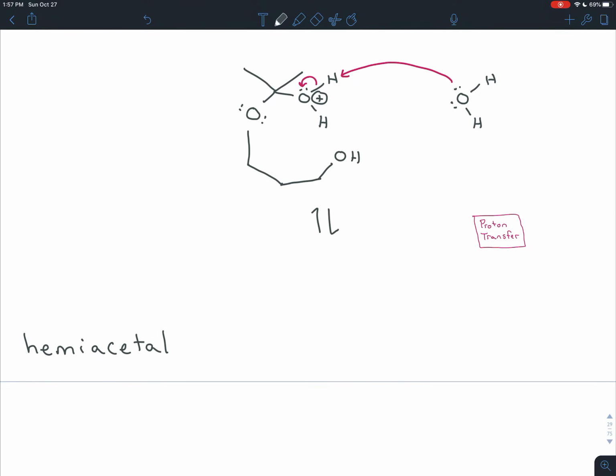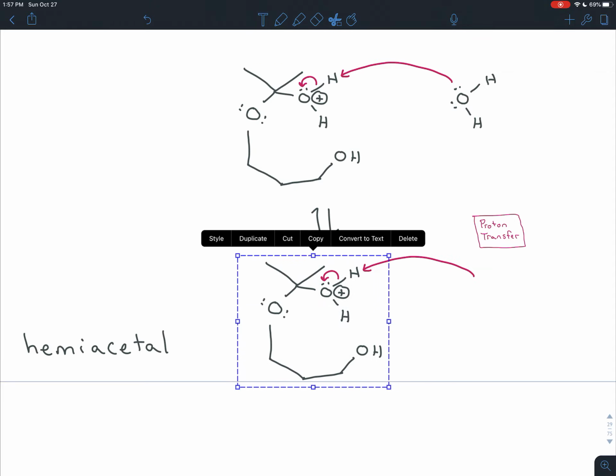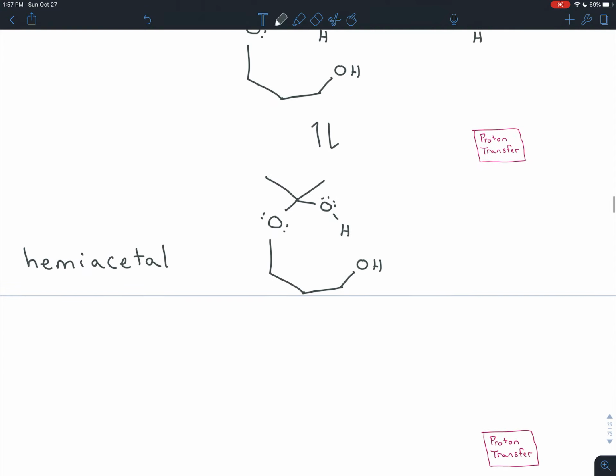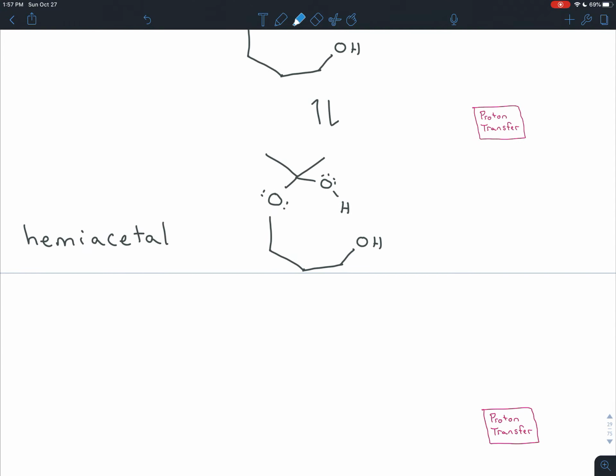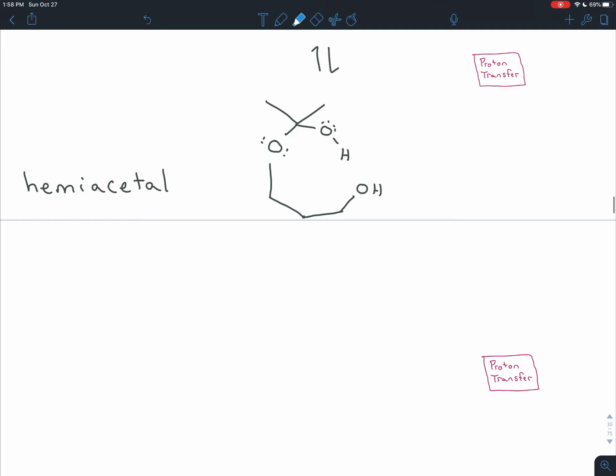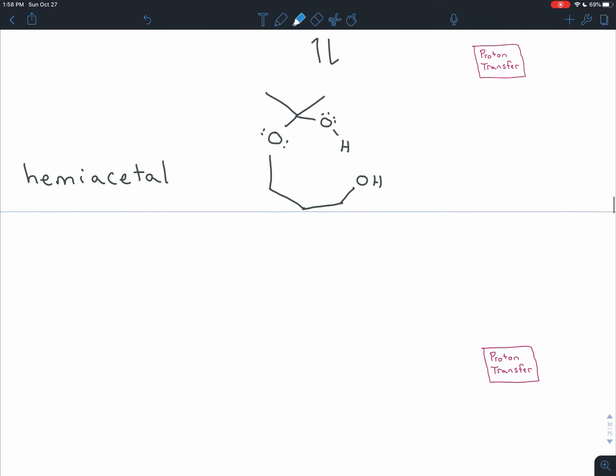And what we get after that proton transfer is this molecule here, which is a hemiacetal. The carbon here is bonded to an ether on one side and an alcohol on the other, so it's a hemiacetal. Okay, well, we just need this other ether to leave.